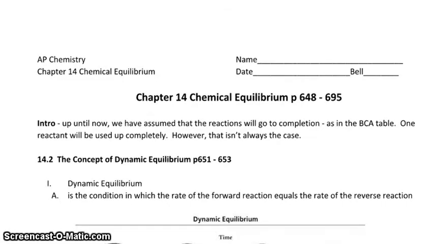Today we start with Chapter 14, Chemical Equilibrium. And this is actually a continuation from our kinetics chapter. There's a lot of similarities in these two chapters. So let's see what we're going to be doing.